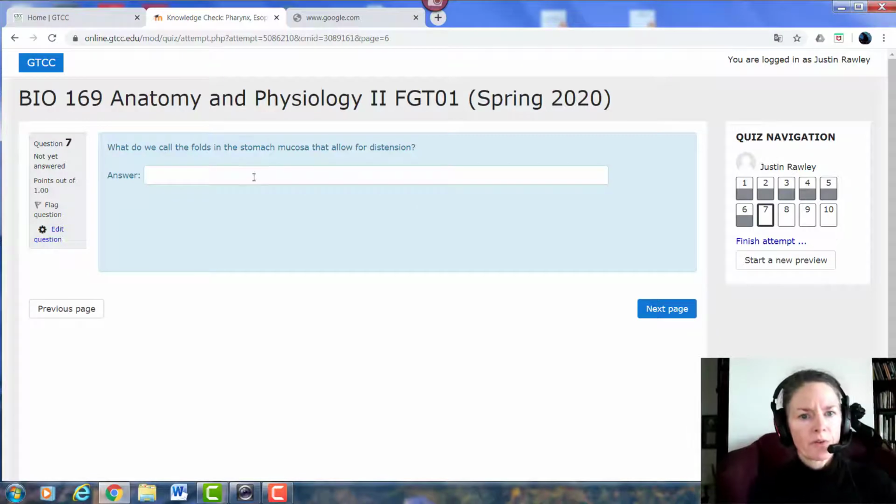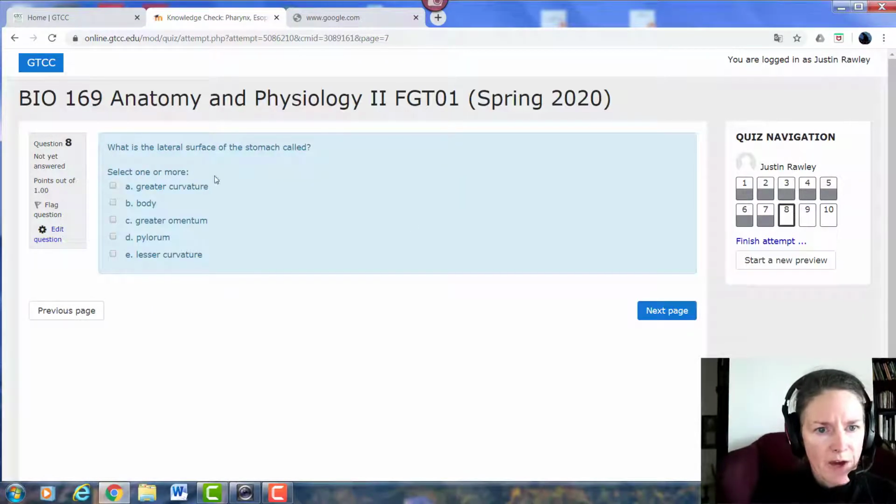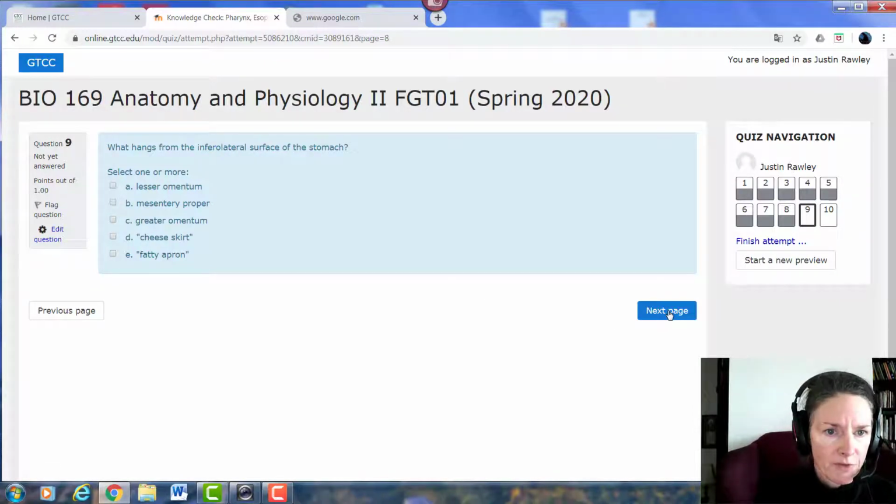What do we call the folds in the mucosa that allow for distension? Rugae. Okay. What is the lateral surface of the stomach called? The greater curvature. What hangs from the infralateral surface of the stomach? That would be the greater omentum. Yes, these two are colloquial names, but I don't think I gave credit for them.